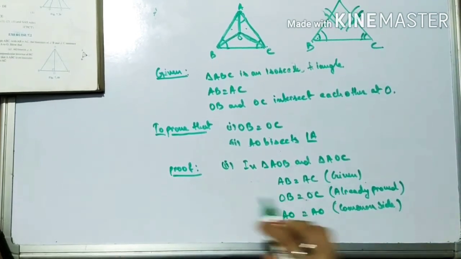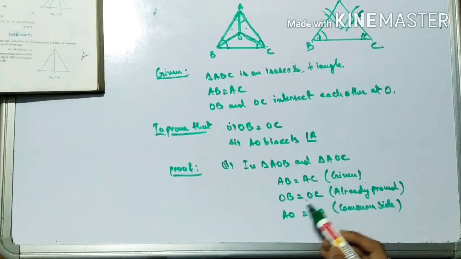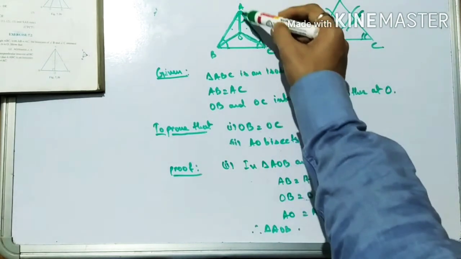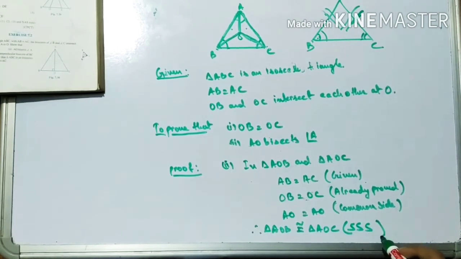So now what did I get in these two triangles? AB equals AC, OB equals OC, AO equals AO. So what can I say? These two triangles are congruent. Yes or no? So therefore I can say that triangle AOB is congruent to triangle AOC. By what postulate are they congruent? SSS. Understand? By SSS these two triangles are congruent.